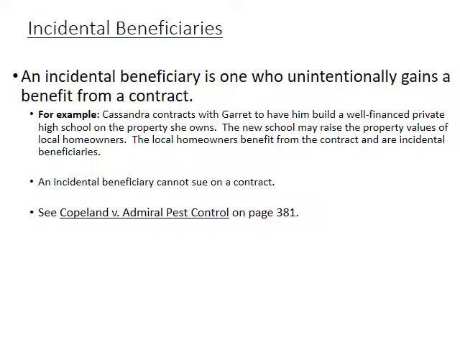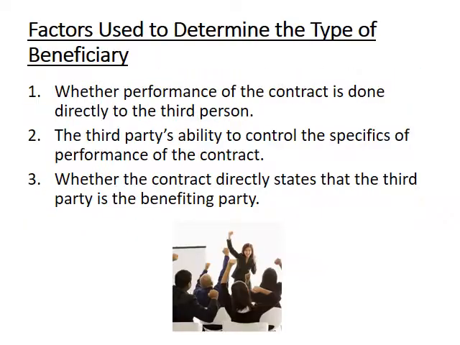An incidental beneficiary is one who unintentionally gains a benefit from a contract. For example, Cassandra contracts with Garrett to have him build a well-financed private high school on the property she owns. A new school may raise the property values of local homeowners. The local homeowners benefit from the contract and are incidental beneficiaries, but incidental beneficiaries cannot sue on a contract.